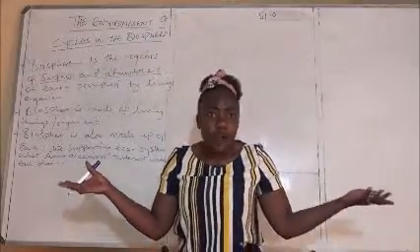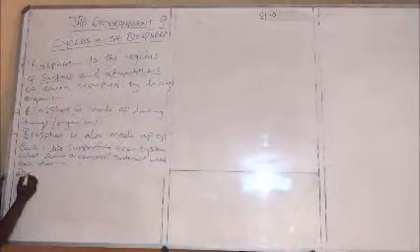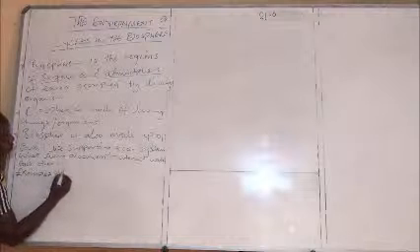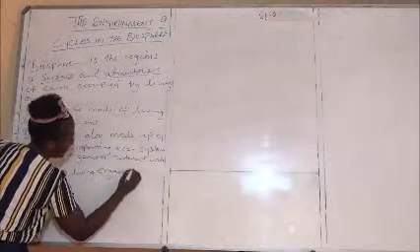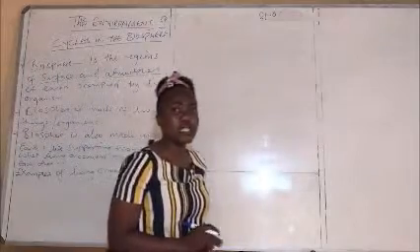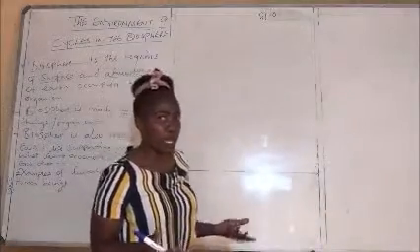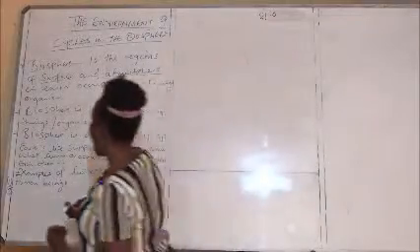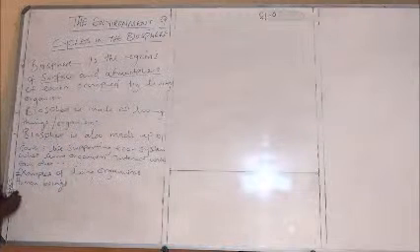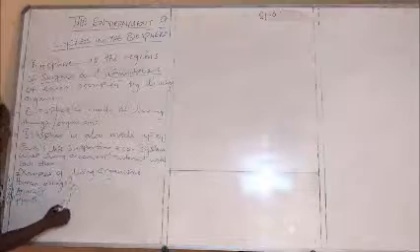So what are these living organisms that make up a biosphere? Class, do you know any examples of living organisms? The first one we have is human beings, which is us. The second one we have is animals. The third one we have is plants. So the biosphere is made up of these three.